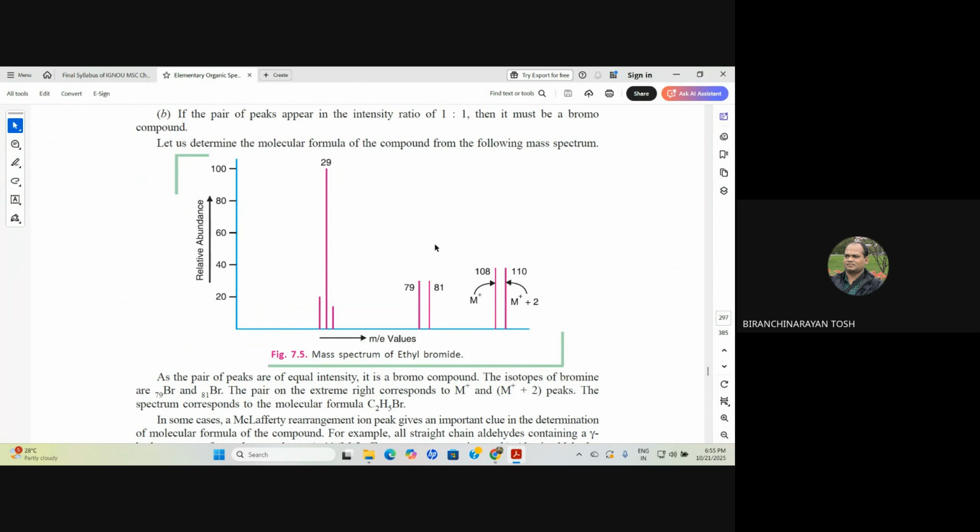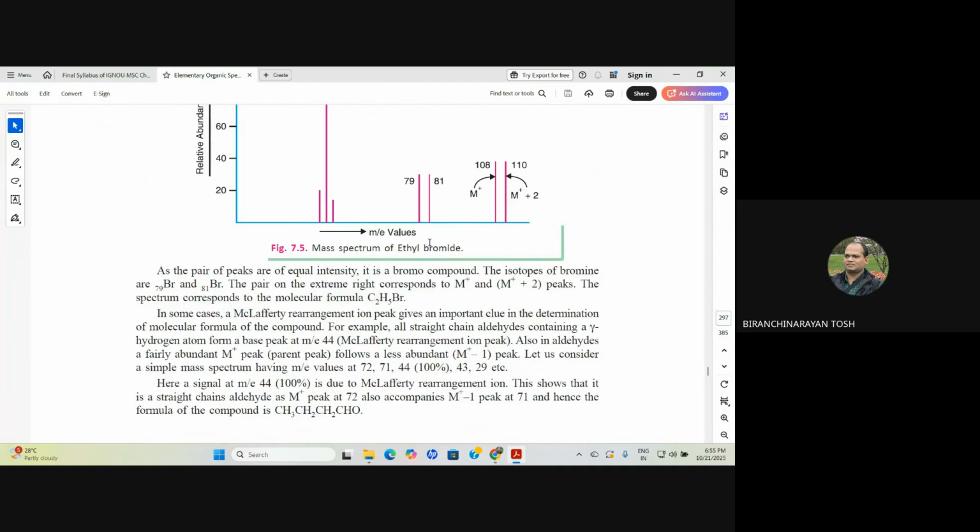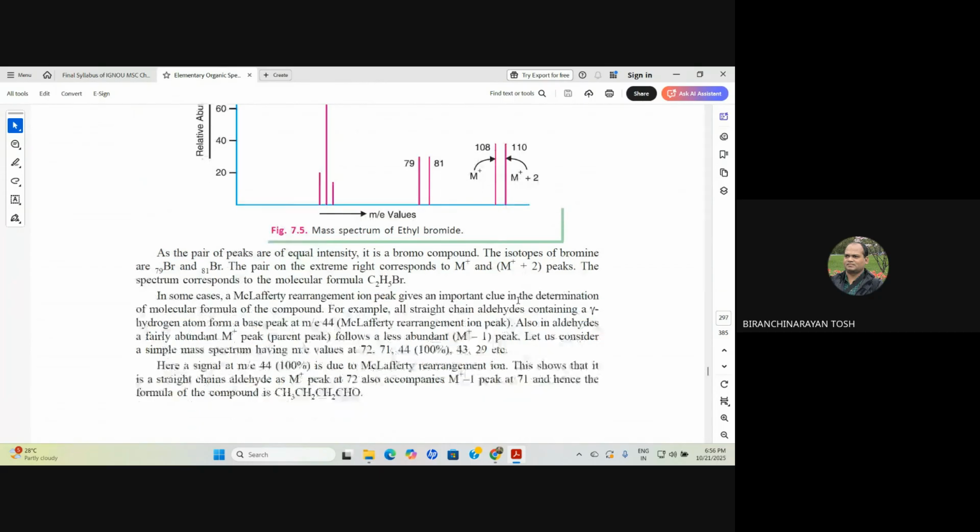Like this we have to analyze, and in some cases there will also be McLafferty rearrangement peaks. So what is that McLafferty rearrangement? It gives an important clue for determination of the molecular formula of the compound. For example, all straight chain aldehydes containing a gamma hydrogen atom form a base peak at m/e 44. That is the McLafferty rearrangement ion peak. You can go through this one.